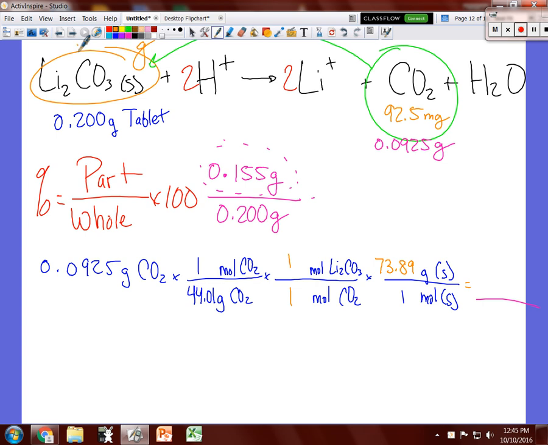Now, this is where you can stop and do a double check. Should the mass of the solid be less than the mass of the tablet? The tablet's the whole thing. So should the mass of the lithium carbonate be less than the mass of the entire tablet itself? Absolutely, because it wouldn't make sense otherwise, since it's a part of the tablet. That's why we do part over whole. So when you do this times 100, what percentage did you get?